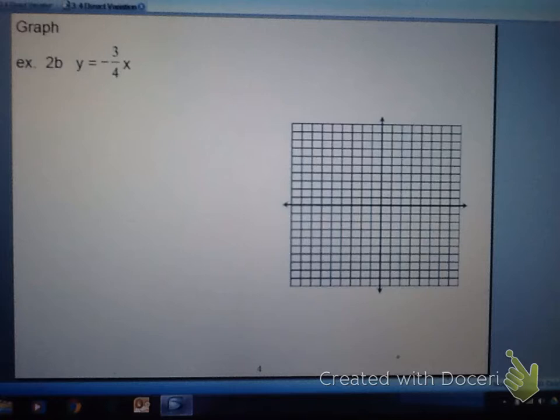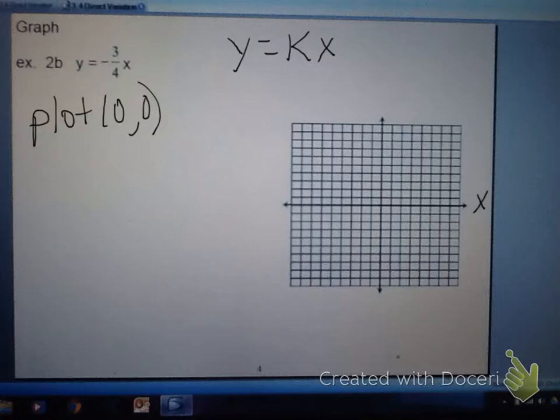Example 2b. We're going to graph y equals negative 3/4 x. Again, we need to identify that as a constant of variation graph, which starts at the origin. So we're going to plot 0, 0. Constants of variation always start at, or go through, the origin. So that's a good place to start. Label your x and y axis, plot 0, 0. Your slope, which is also the same thing as your k, is negative 3/4. You can put the negative with the 3, so we would go down 3 and then to the right 4. So from the origin, we're going to go down 3 to the right 4.